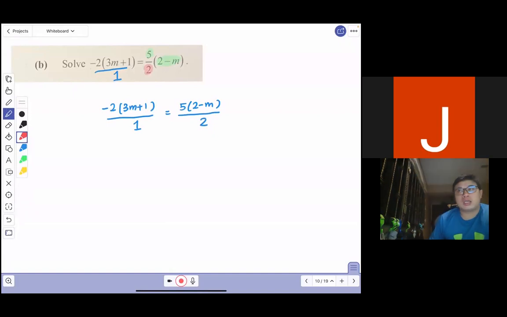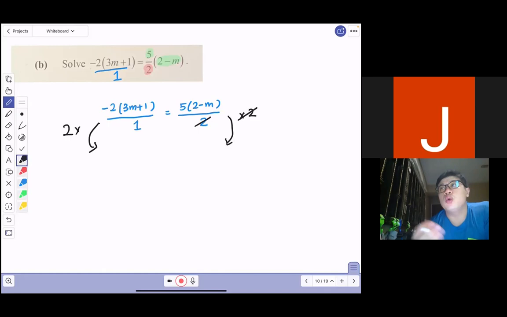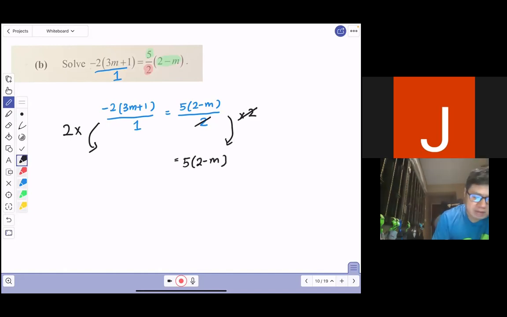Okay. If you are very comfortable, you can see that I don't even cross multiply, I don't use the idea of cross multiplying. I just need to multiply both sides by 2. You can see a division of 2 and a multiplication of 2, basically they cancel out because 2 over 2 is 1. So on my right hand side, I have 5 multiplied to 2 minus m. On the left hand side, just be careful, you have a 2 multiplied to negative 2 multiplied to 3m plus 1. So I'm just going to put this 2 and this negative 2 together first. 2 times negative 2, that gives me a negative 4 bracket 3m plus 1.